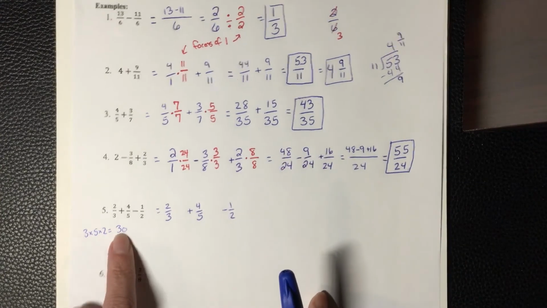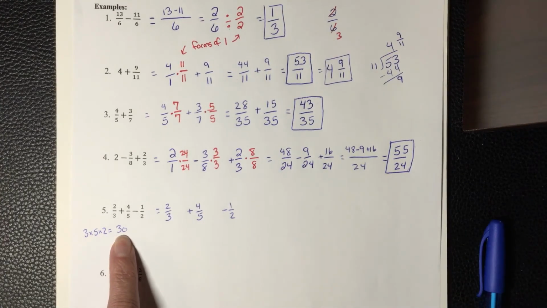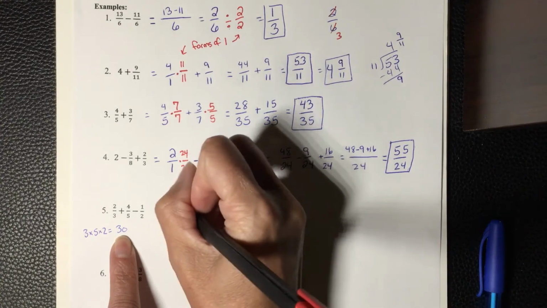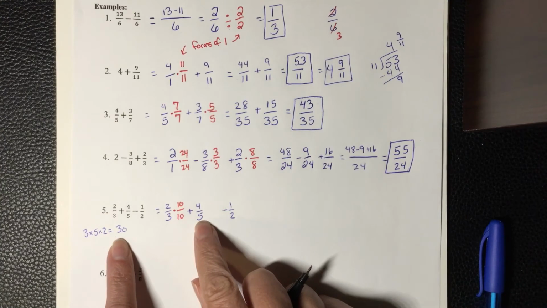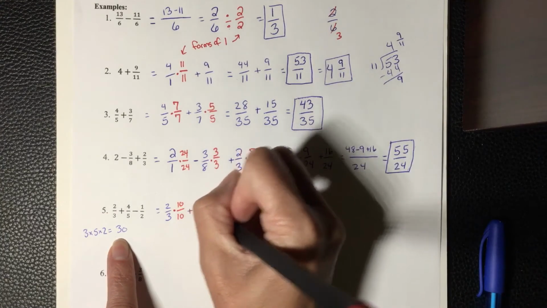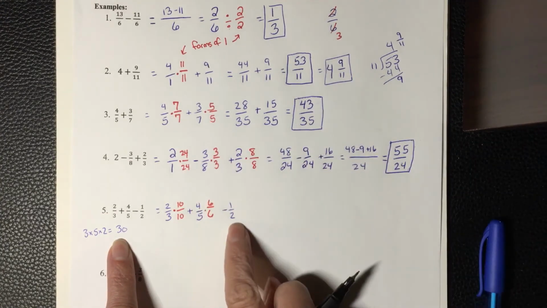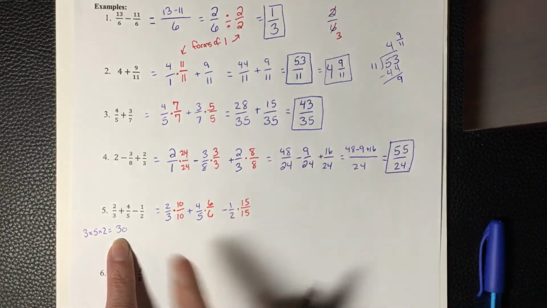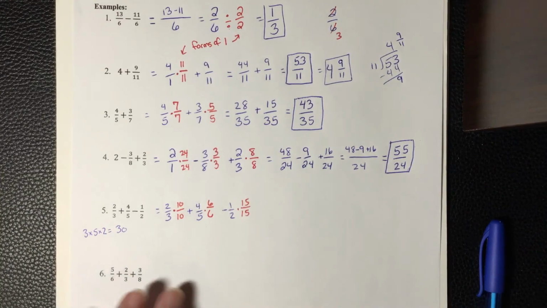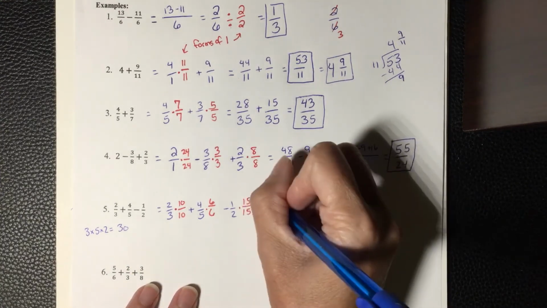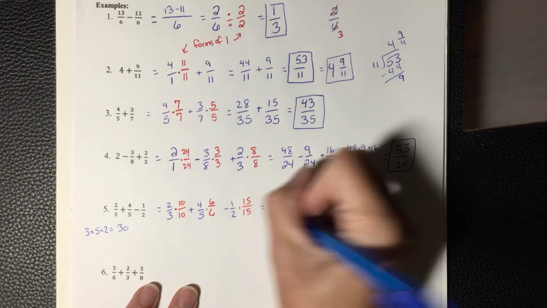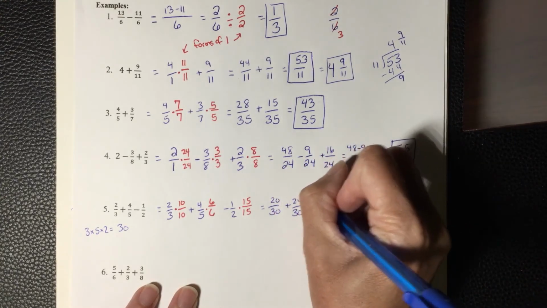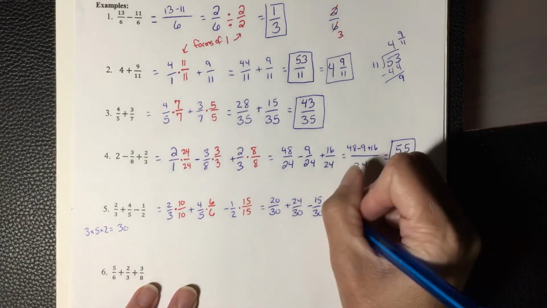All right, so my goal is to make my denominator 30. That means 3 needs to be multiplied by 10. So here, 5 times 6 would give me 30, so I need to multiply by 6. 2 times 15 would give me 30, so 15 here. Again, all of these are equivalent to 1. So that changes my fraction into 20 over 30 plus 24 over 30 minus 15 over 30.